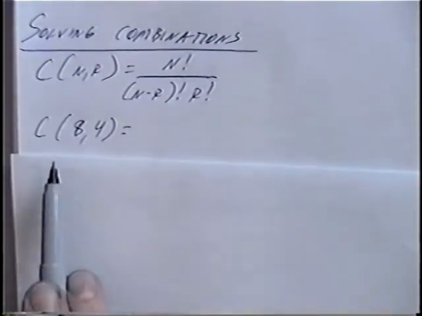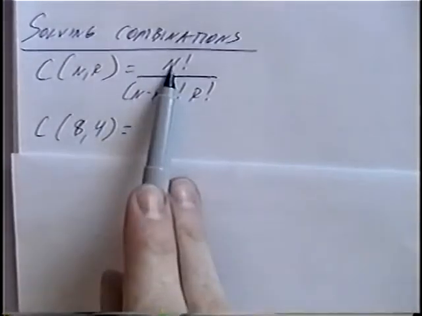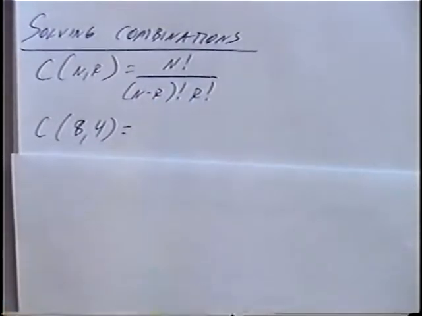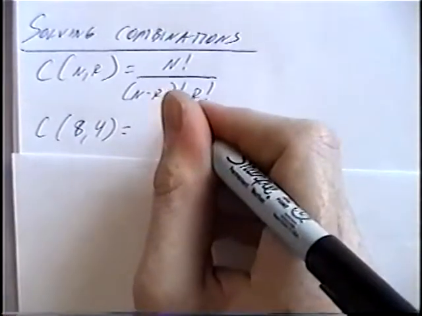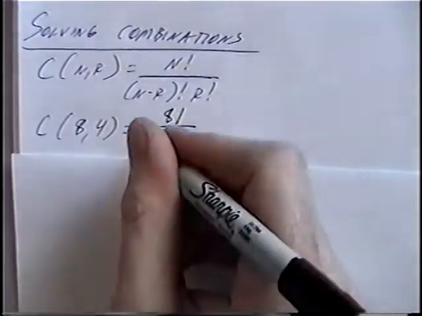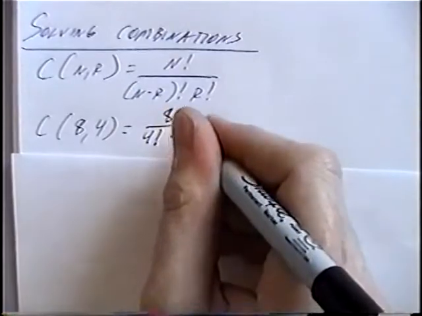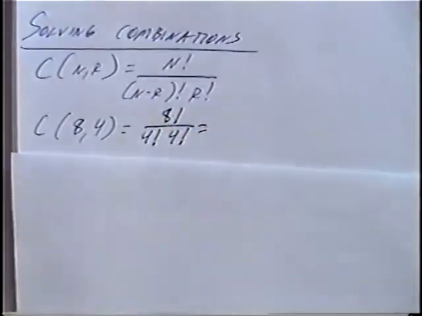First problem we'll solve is combination 8, 4. Again, 8 would be what n is, and 4 is what r is equal to. In this case, we'll have 8 factorial. N minus r would be 8 minus 4, which would be 4 factorial. And we also have r factorial, which is 4, so we have another 4 factorial in the denominator.